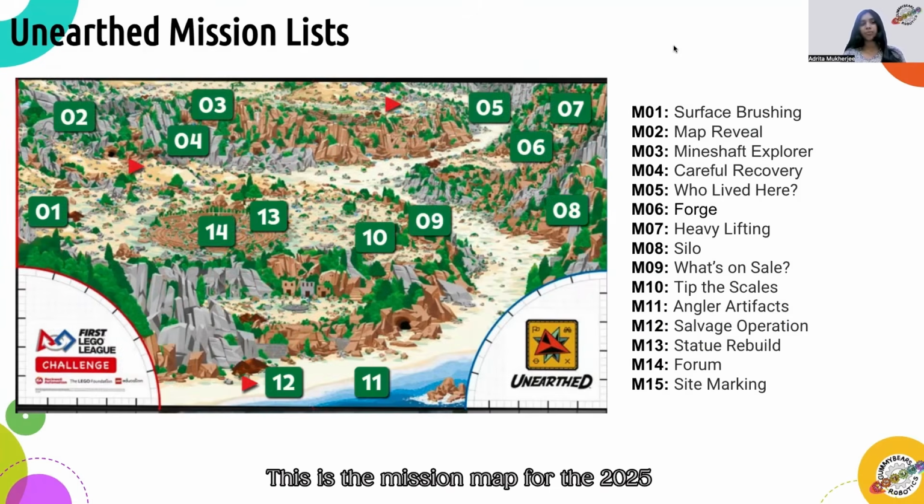This is the mission map for the 2025 FIRST LEGO League Challenge Unearthed. There are 15 missions in total, each labeled M01 to M15. Each mission represents a different archaeological or excavation themed task. The teams will need to design, build, and program their robot and complete as many of these missions as possible within the match time of 2.5 minutes. Understanding the mission layout is key for strategy and robot design. Now, we'll go into detail on a few missions, but this gives you the full picture at a glance.